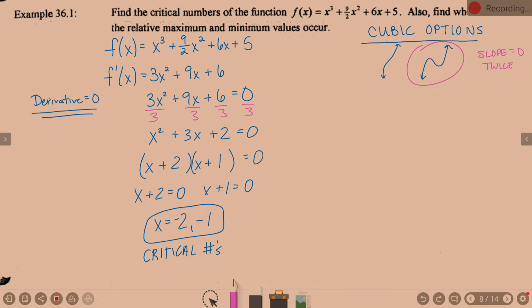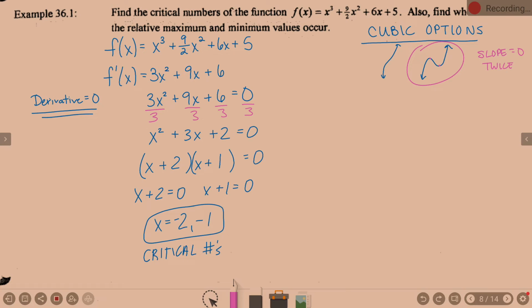Okay? Now, knowing what I know, I can tell you which is my max and which is my min, but it specifically wants the maximum and minimum values, which are my y values. So we plug each of those x's in. We're going to have to plug them back into the original equation. Okay, now, -2 and -1.